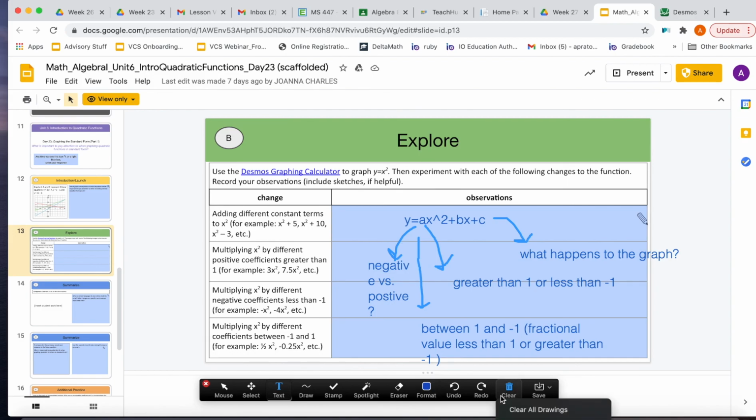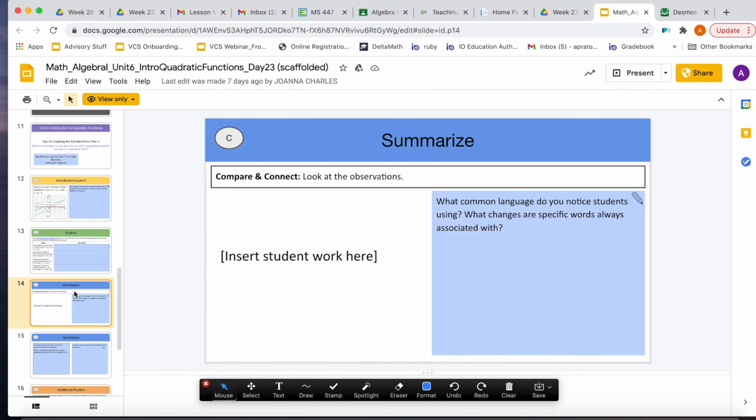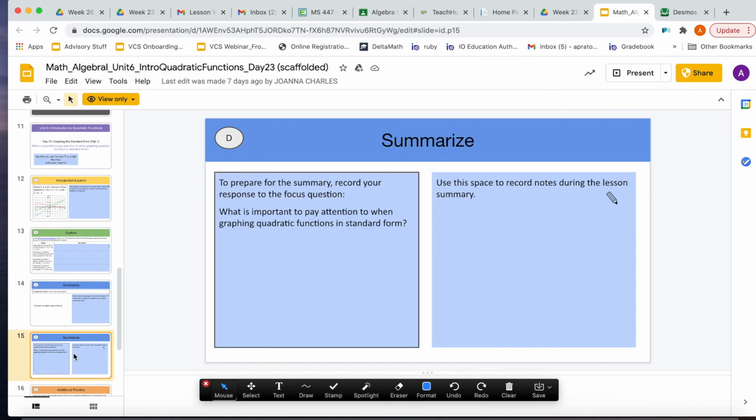And so when you come back together as a class, you should then be able to jump in and discuss the summary. What is important to pay attention to when graphing quadratic functions in standard form?